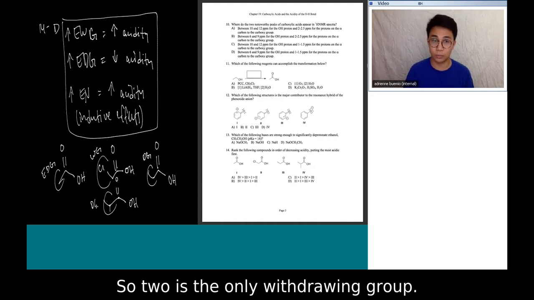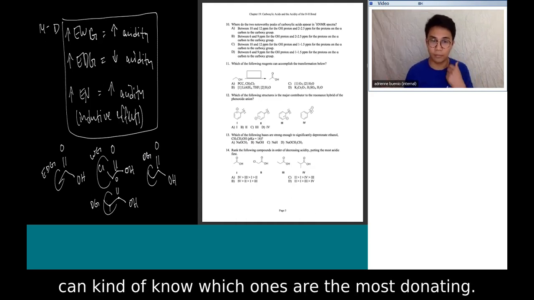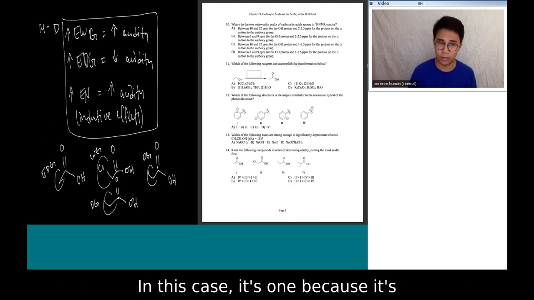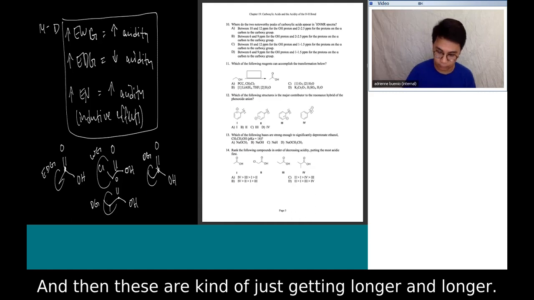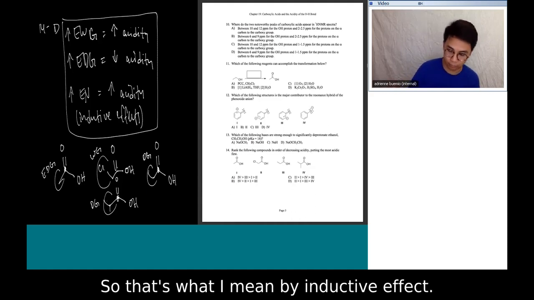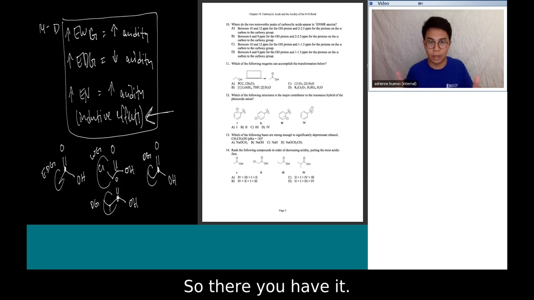So 2 is the only withdrawing group, so that's the most acidic. And then from the rest of them, you can figure out which ones are the most donating. In this case, it's 1 because it's closest to the carbonyl carbon, right? And then these are just getting longer and longer, right? So that's what I mean by inductive effects. Right. So there you have it.